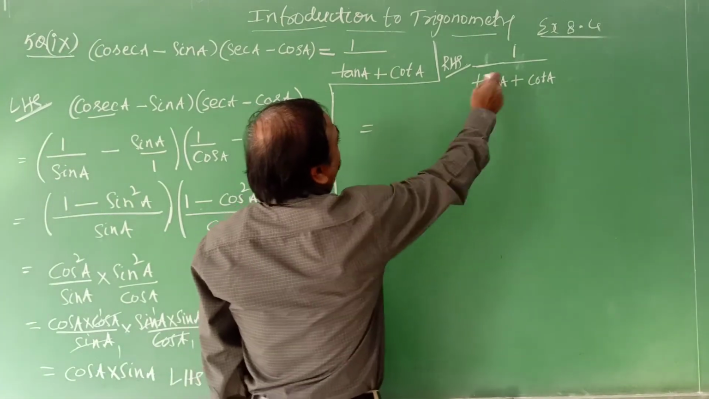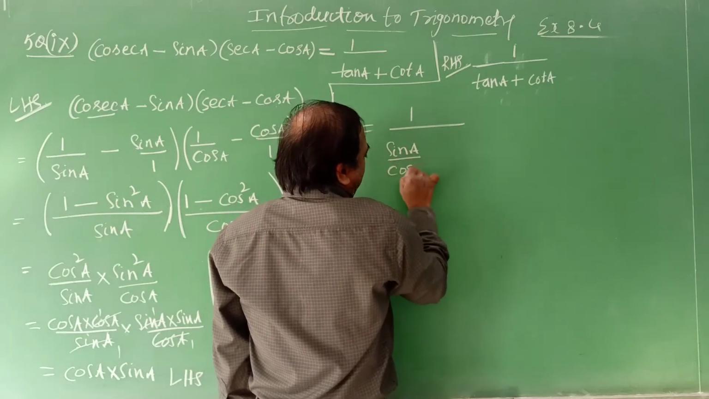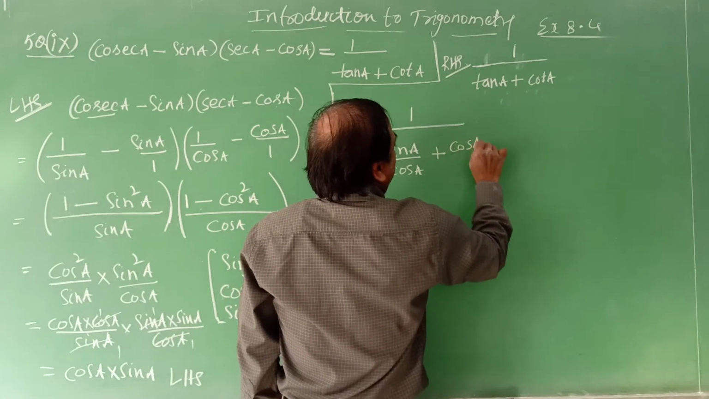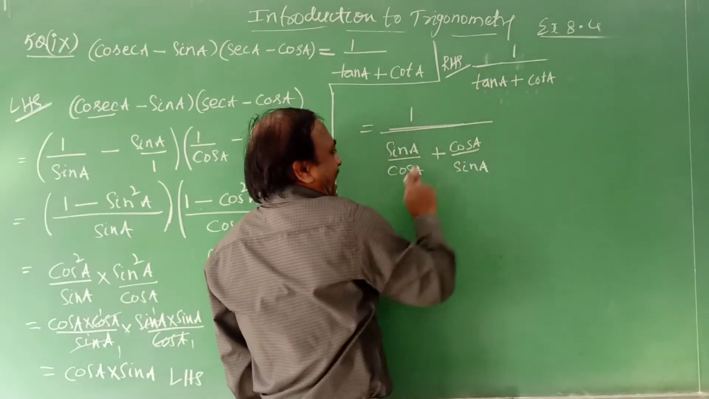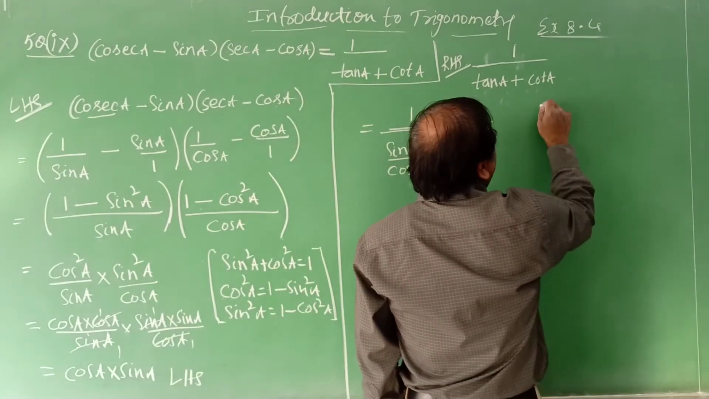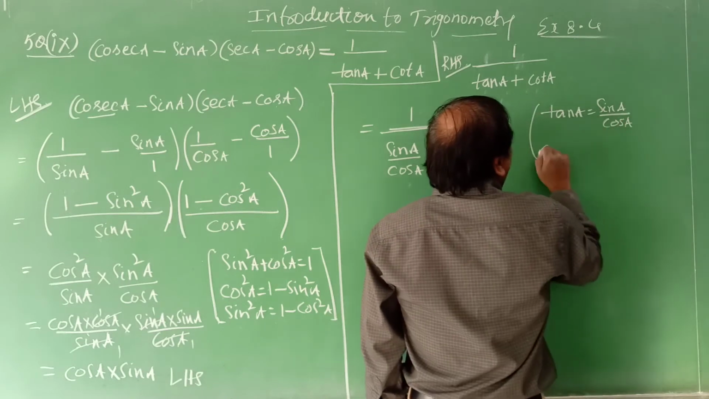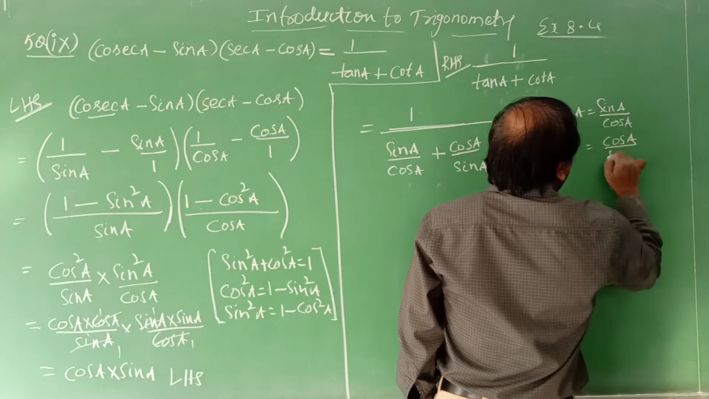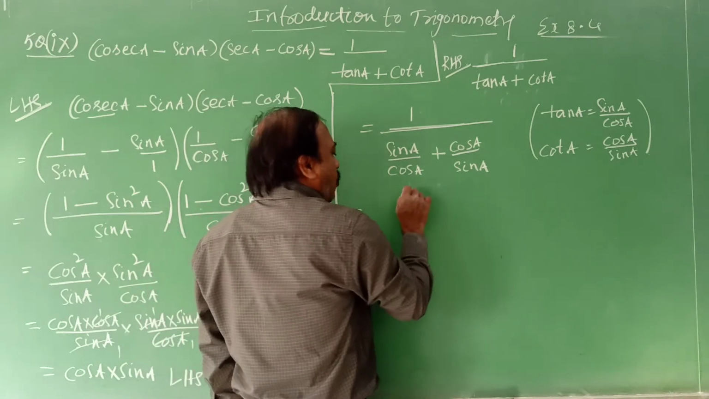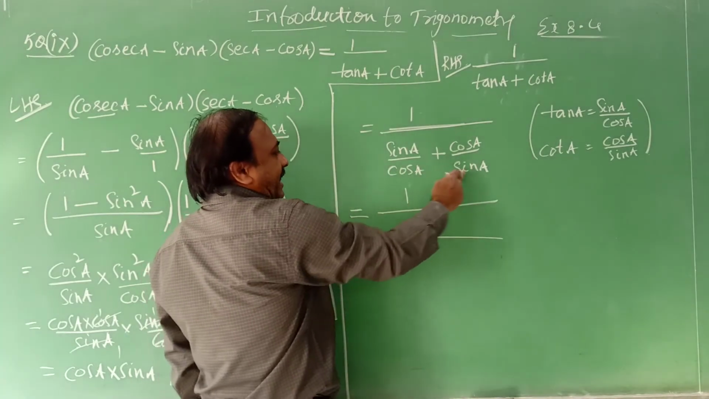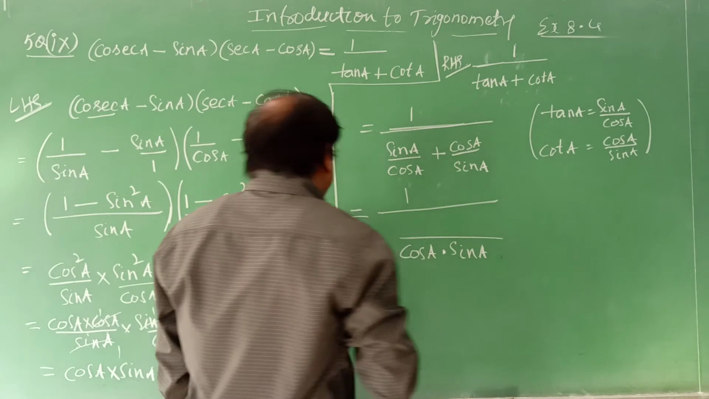So next step, 1 by, here you see, tan I am writing as sin A by cos A, plus cot I am writing as cos A by sin A. So in the bracket I am writing tan A is equal to sin A by cos A and cot A is equal to cos A by sin A. Next, which is equal to 1 by, see, in the denominator the LCM is cos A into sin A.